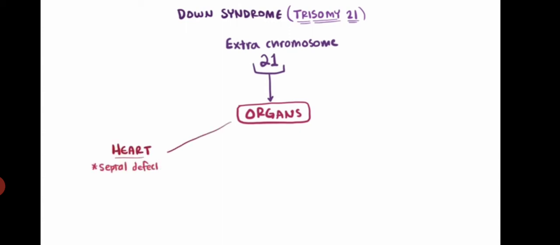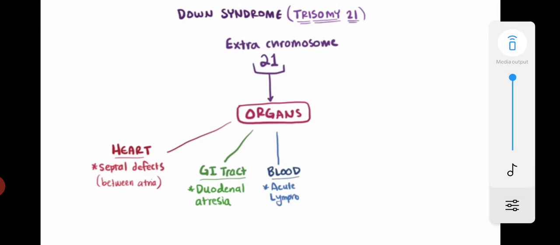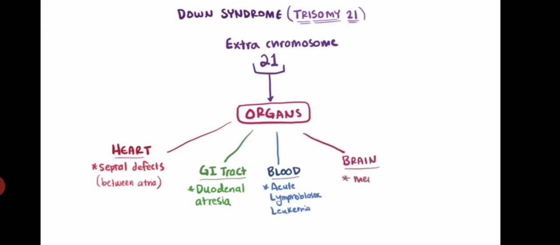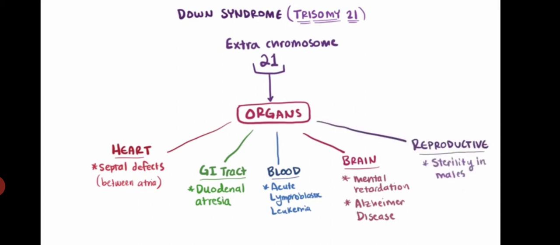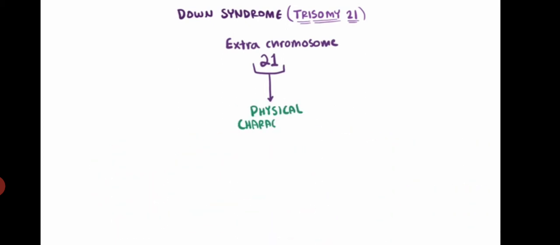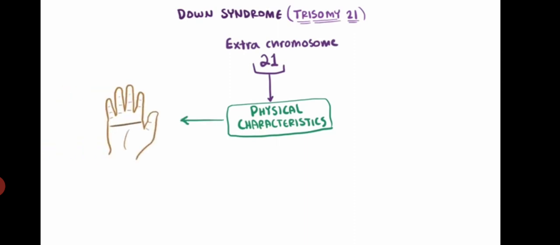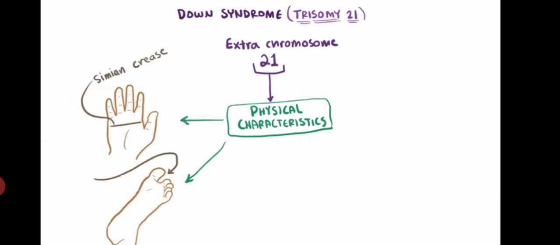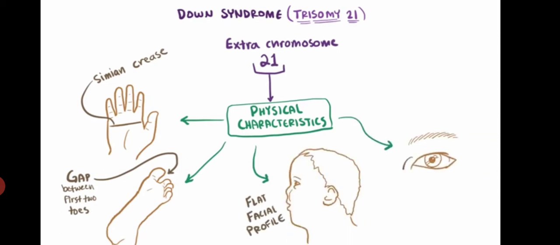Septal defects in the heart's chambers, usually between the 2 atria, duodenal atresia, increased risk of acute lymphoblastic leukemia, mental retardation and an increased risk of Alzheimer's, and sterility in males. There are several physical characteristics as well, like a simian crease in the hands, a gap between the first 2 toes, a flat facial profile, and epicanthal folds.